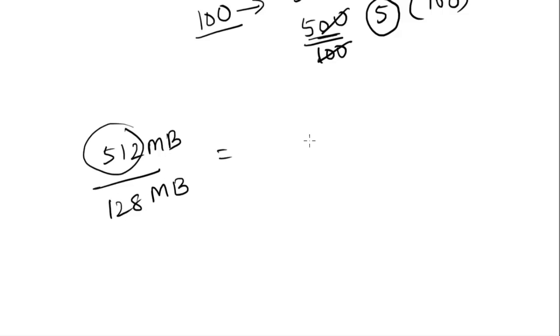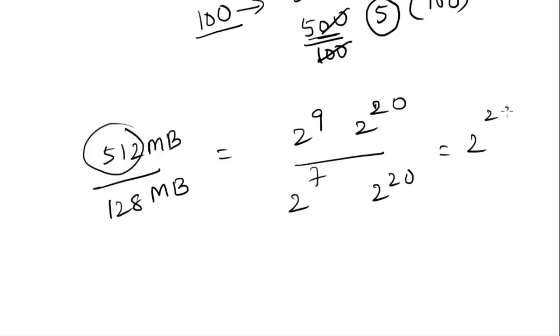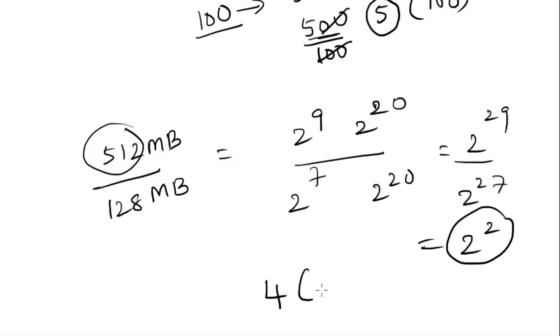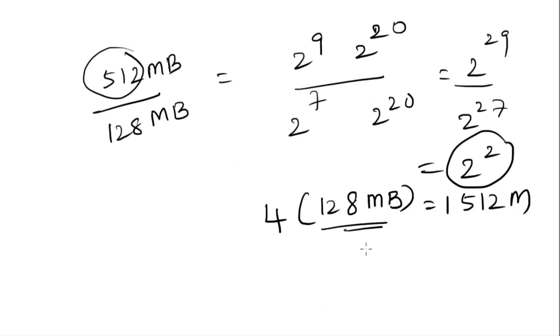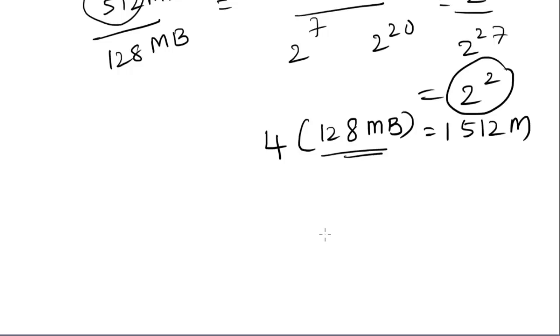So 512 can be represented as 2 power 9, M can be represented as 2 power 20. Similarly 128 can be represented as 2 power 7 and M as 2 power 20. Total 2 power 29 by 2 power 27. Total you are going to get 2 power 2, meaning 4 memories of 128 MB are required to form a single 512 MB. Okay, how will these 4 128 MB memories be formed? Like this it will be there.